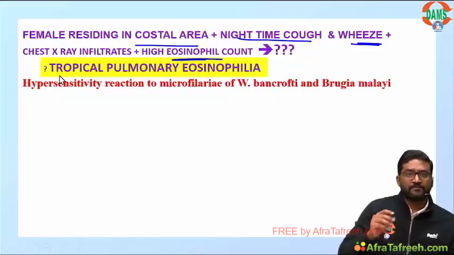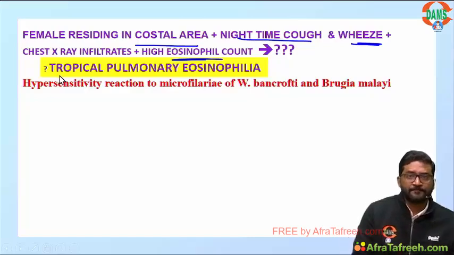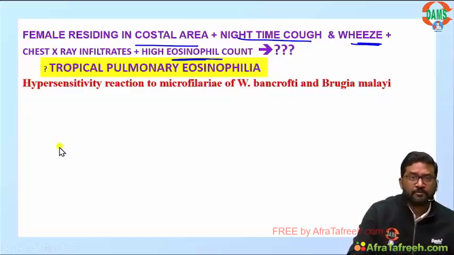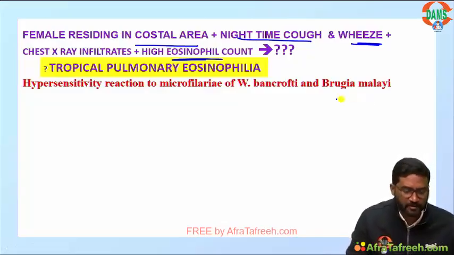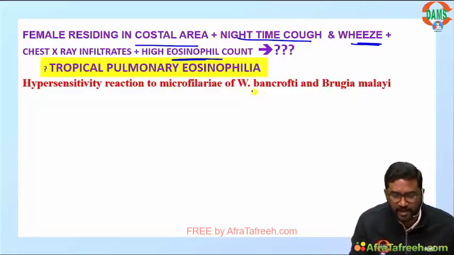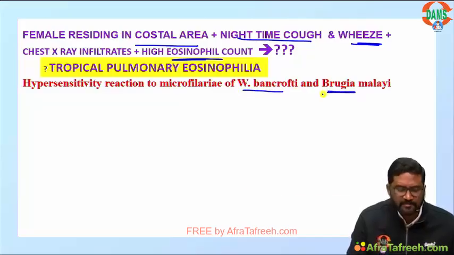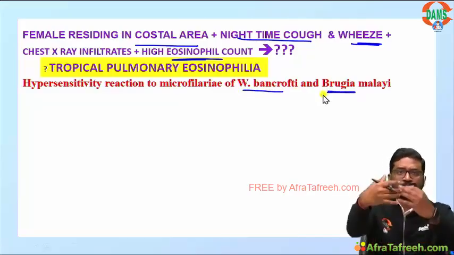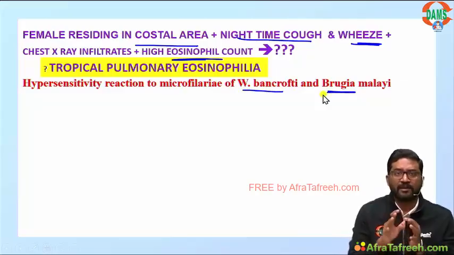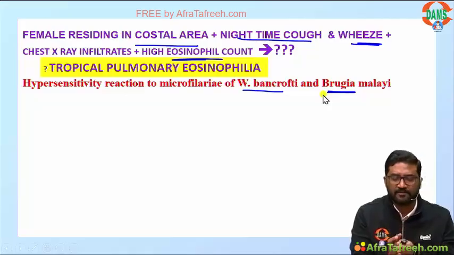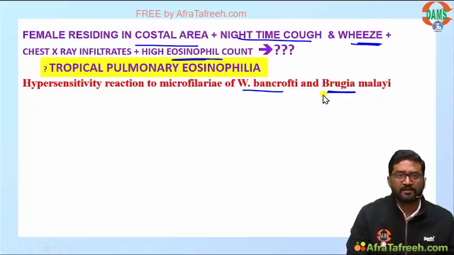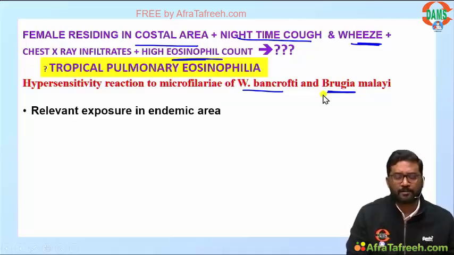Then why is this happening? Especially in our country in the tropics, within the lymphatics, there will be Wuchereria bancrofti and Brugia malayi. So these worms are going to produce microfilaria. Your lung is not liking that microfilaria. It gives an extreme hypersensitivity reaction. That extreme hypersensitivity reaction is called tropical pulmonary eosinophilia.